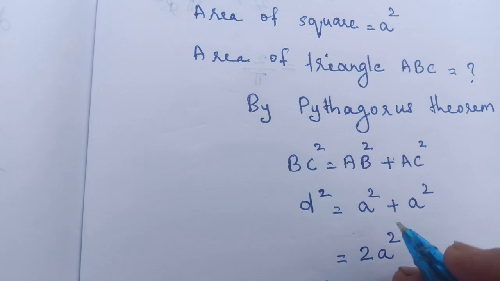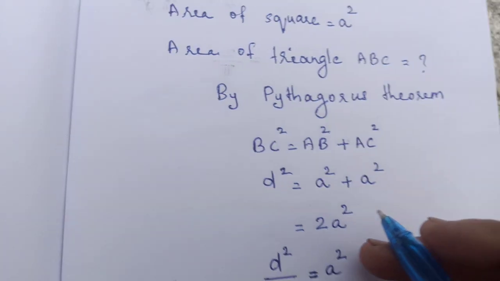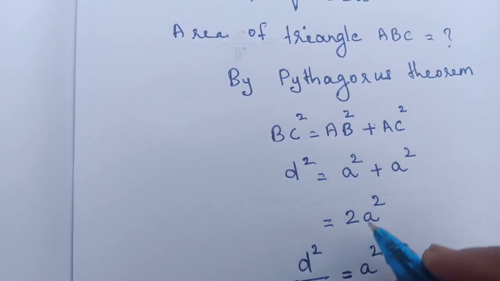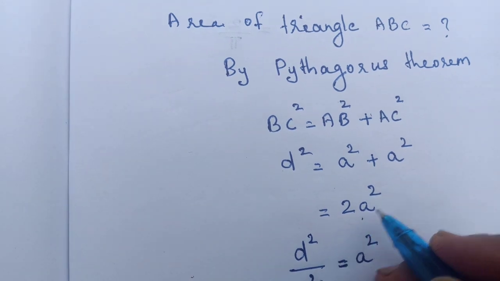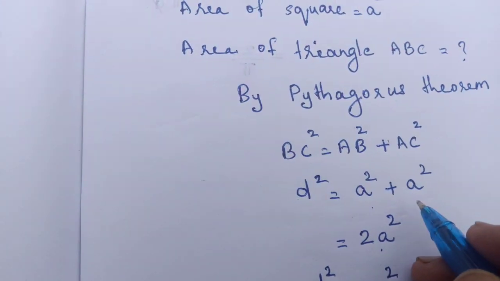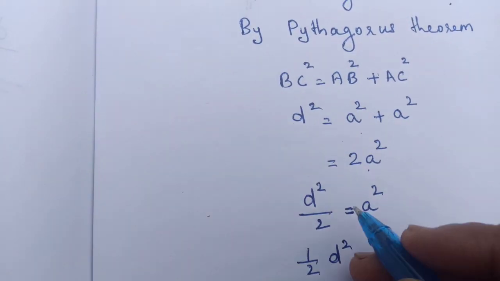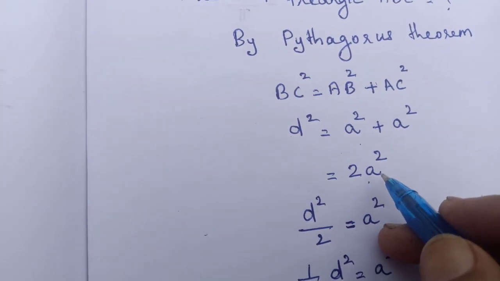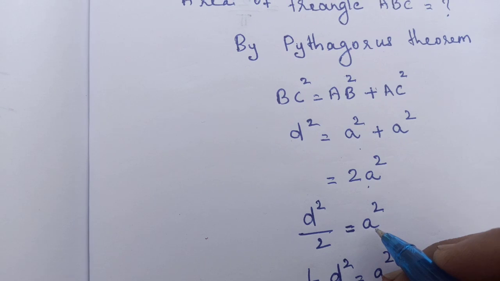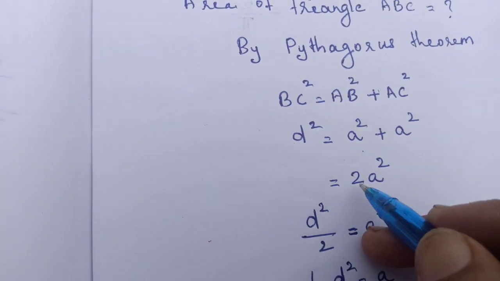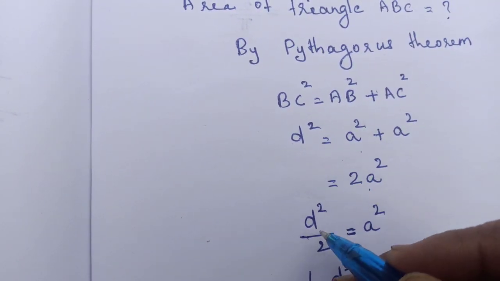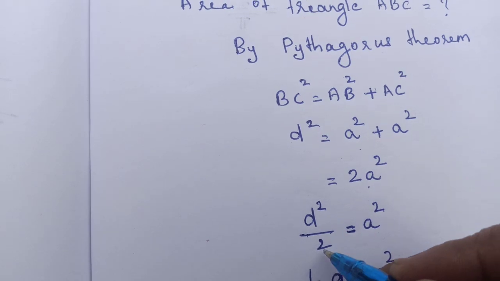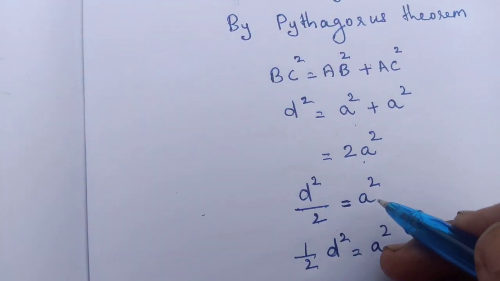Then we put the values. D square equals A square plus A square, that is 2A square. Adding these values, we get 2A square. Here we have A square, so we put A on this side and keep the 2 on the other side, and it goes by division: D square by 2 equals A square.